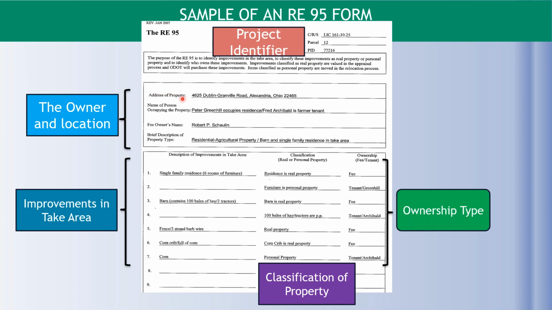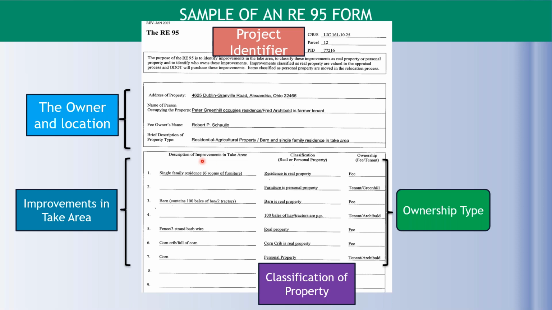All right, so down into the body, of course, it's pretty simple. We've got the address, name of the person occupying the property. So this would be a tenant. In this case, there are two tenants. Peter Greenhill occupies the residence. Fred Archibald is the farmer tenant. The fee owner's name, a brief description of the property type. So you've got residential or agricultural property and a barn and a single family residence in the take area.